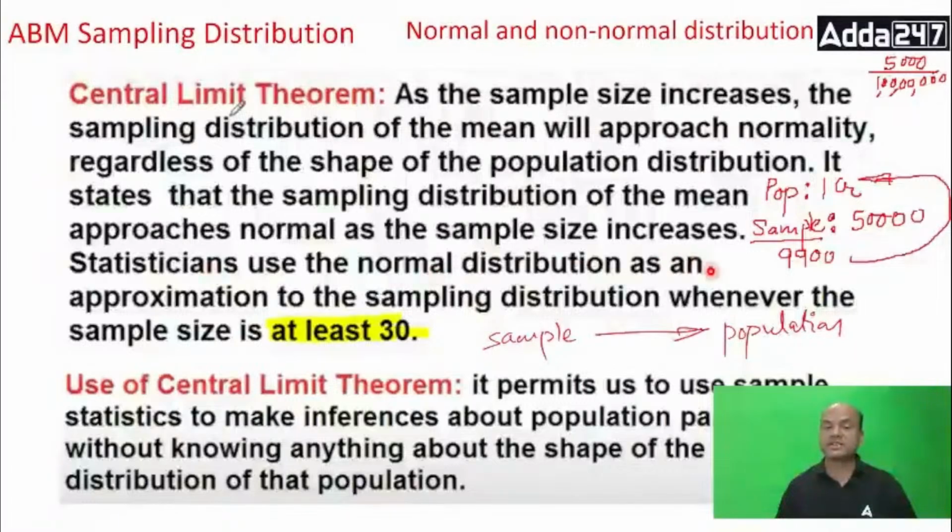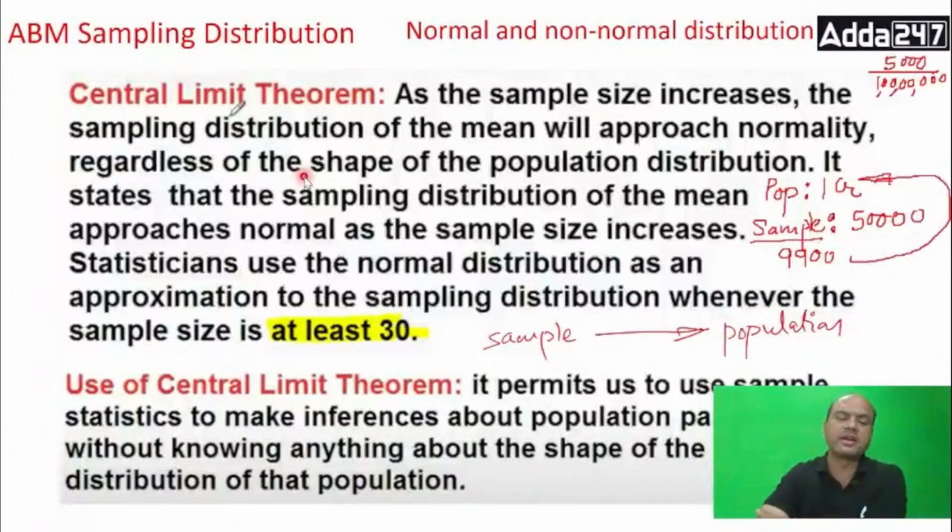Statisticians use normal distribution as an approximation to the sampling distribution when the sample size is at least 30. Now, this is the exam question. This is always the exam question. When will you use the central limit theorem? You will use it when you have at least 30 samples. When you have at least 30 samples, only then it is used. Otherwise, it is not used.